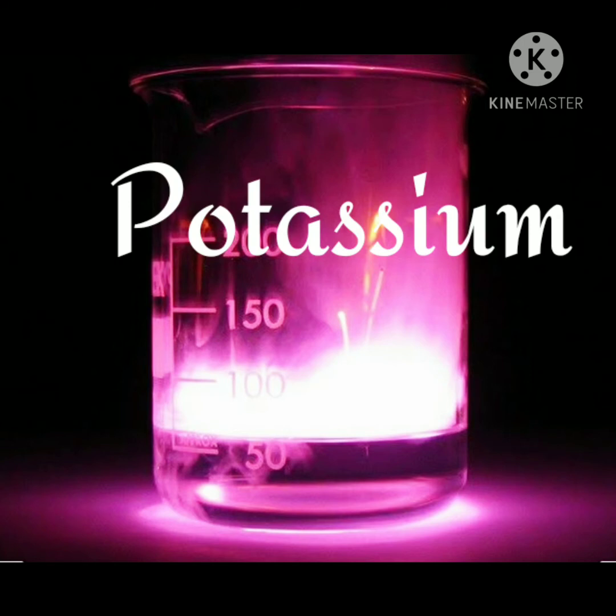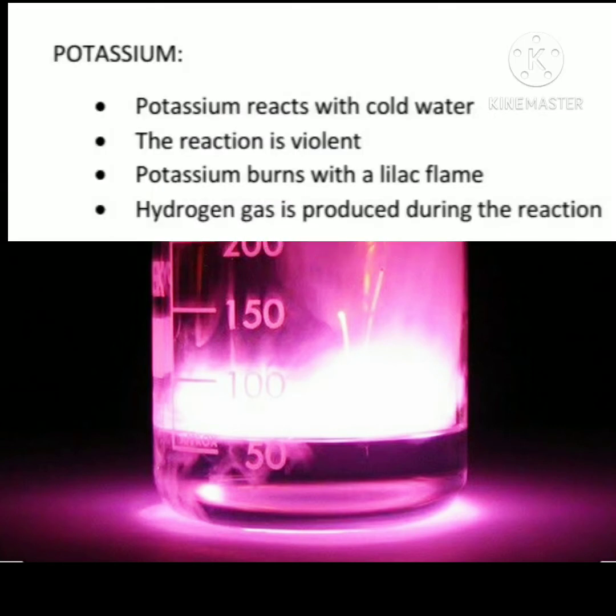The next metal is potassium. Potassium reacts with cold water. The reaction is violent. When potassium reacts with water, it burns with a lilac flame. Hydrogen gas is produced during the reaction.